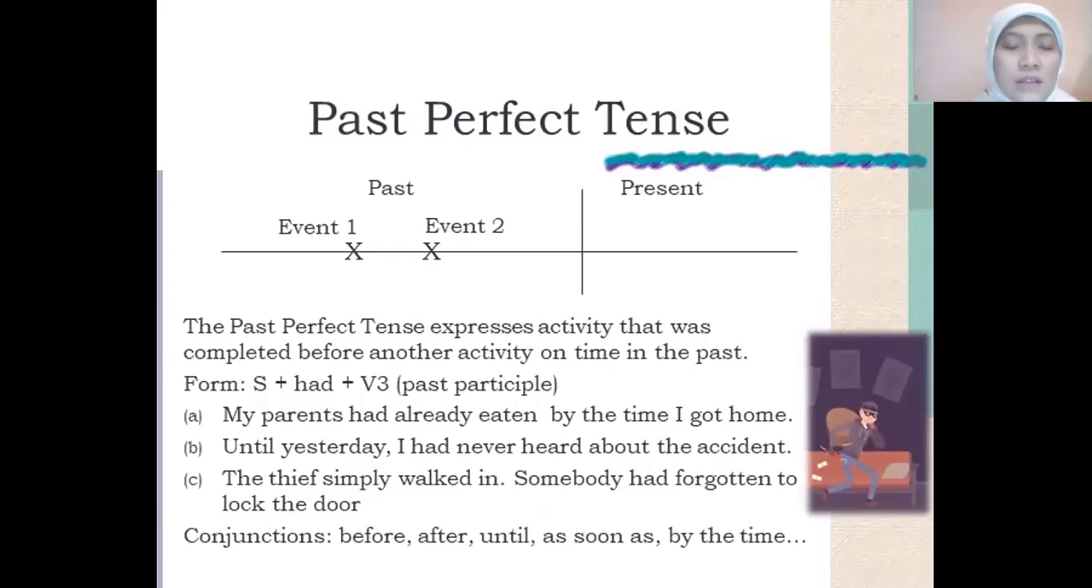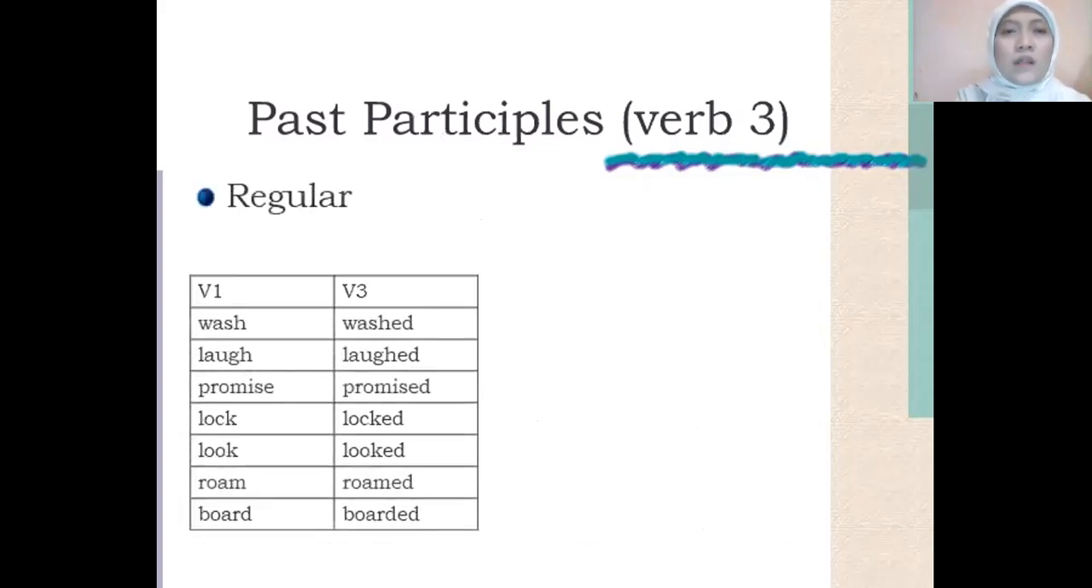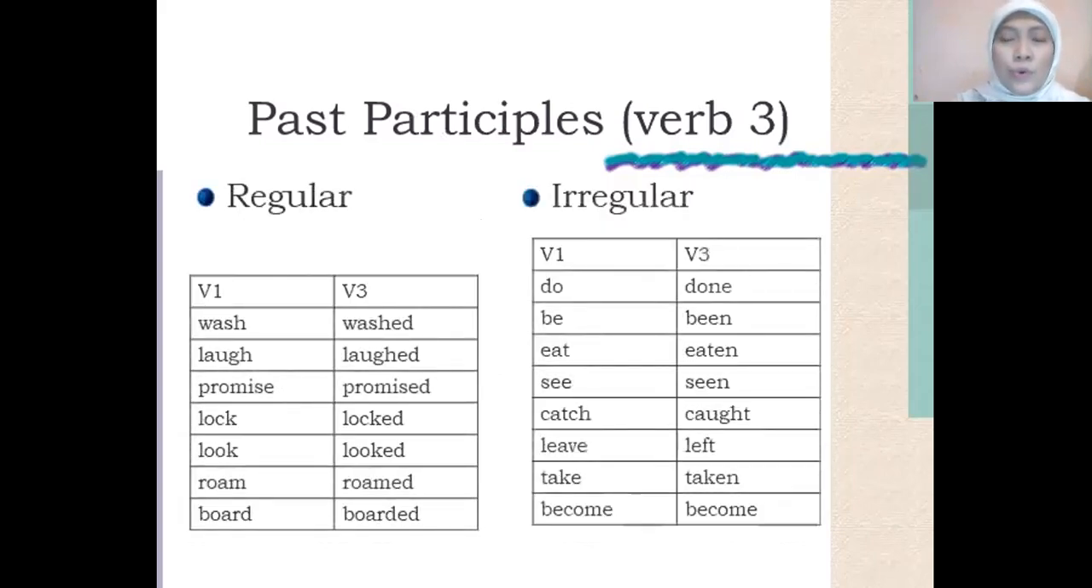There are some conjunctions that you commonly use in past perfect tense. Those conjunctions are before, after, until, as soon as, and by the time. Okay, as you know, as we have discussed before, in past perfect, the formula is subject, had, and verb 3.